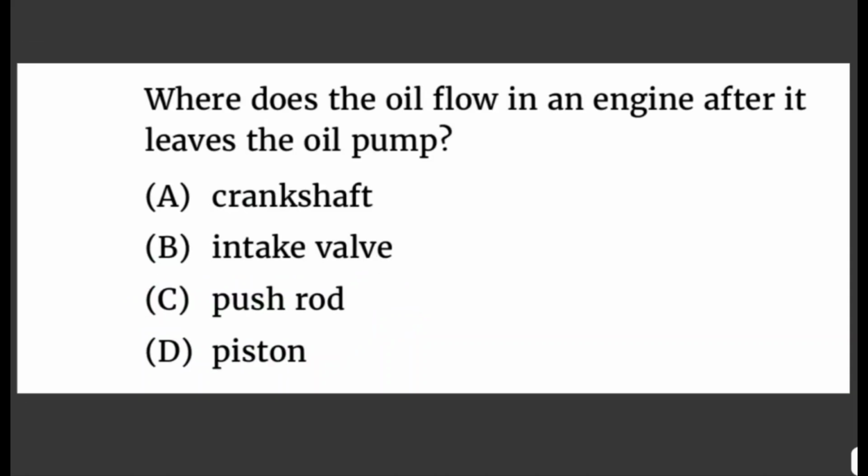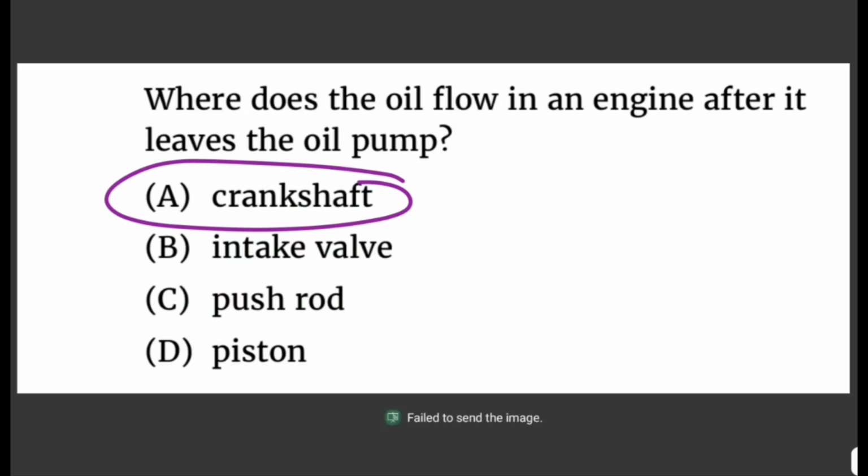Where does the oil flow in an engine after it leaves the oil pump? A. Crankshaft, B. intake valve, C. push rod, or D. piston? The answer here is letter A. The oil pump circulates oil to the crankshaft and then to the connecting rods, lubricating the parts to reduce heat and friction.